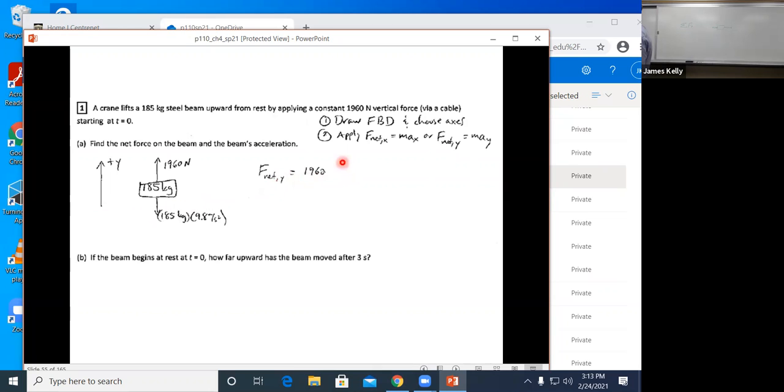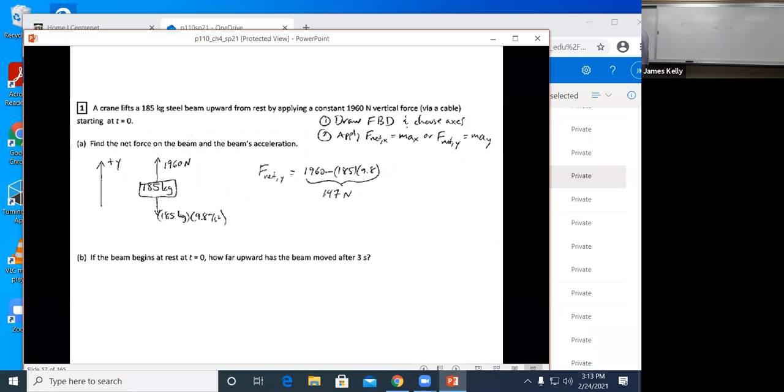So the 1960 comes in with a plus sign because look, this vector going from tail to tip is moving in the plus y direction, so its y component is positive. That's not true of the weight vector. Net means add them all together, so I've got to add together the y components. Here's another y component, and that's a negative y component. So whatever that product is, I've got to put a minus sign in front of it, because in going from tail to tip, it's going in the negative y direction. Okay, so that's an expression that represents the net force y component.